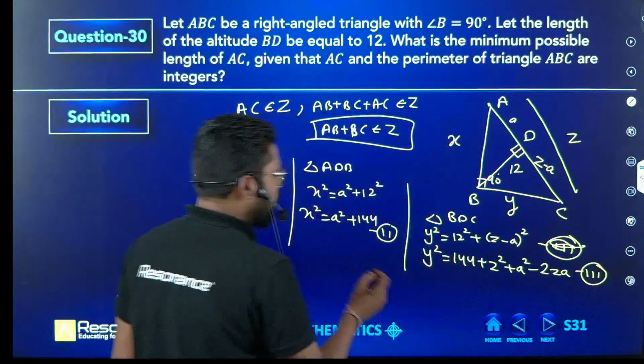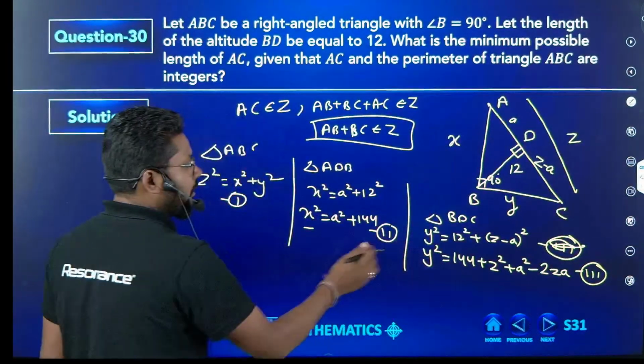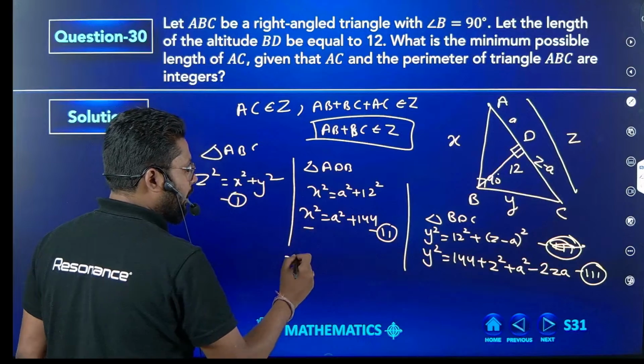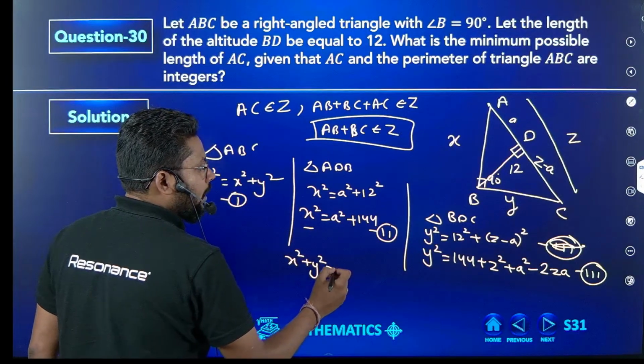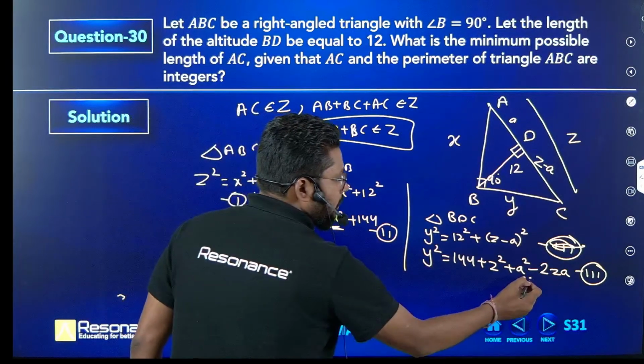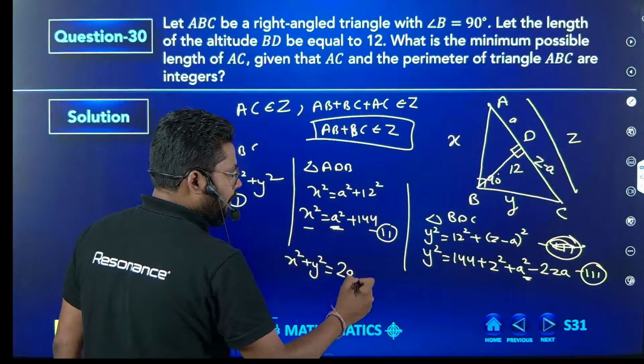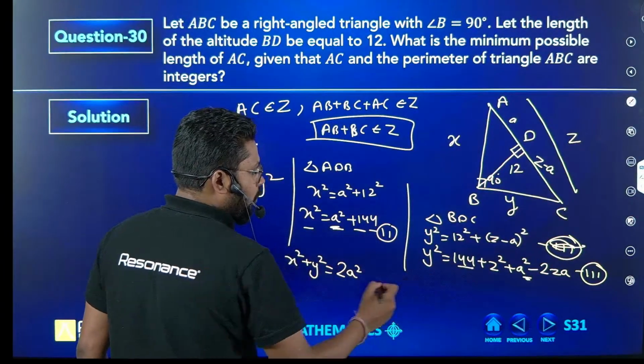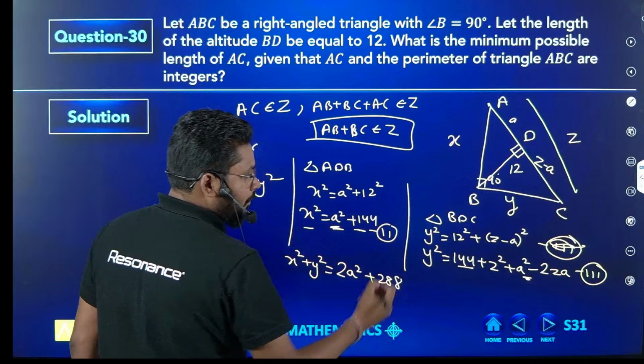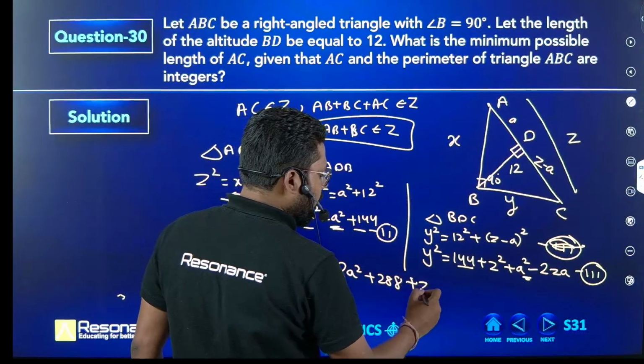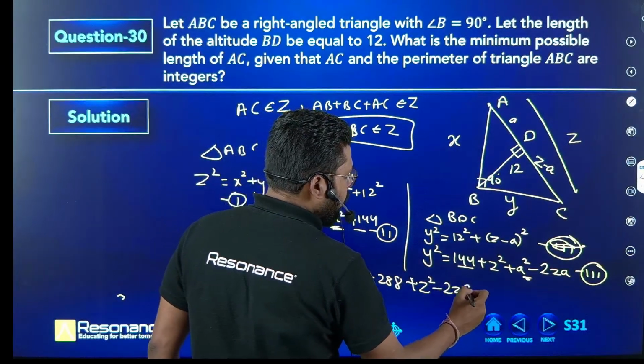So if you add these two equations, second and third, x square plus y square will be on the left side, and a square plus a square will be 2a square. 144 plus 144 is 288. Now we are left with z square and minus 2za. These are the only two terms left.